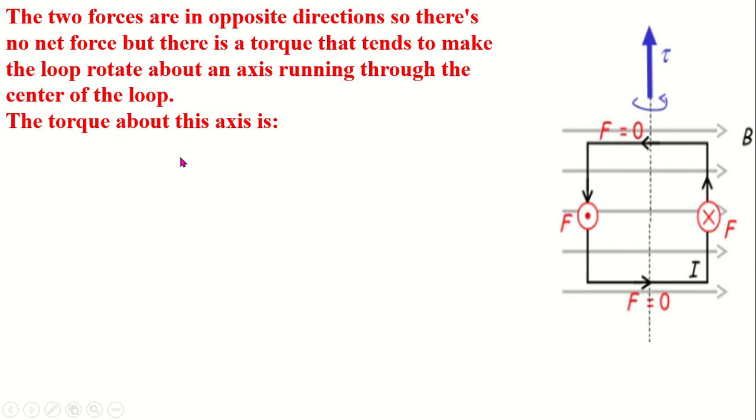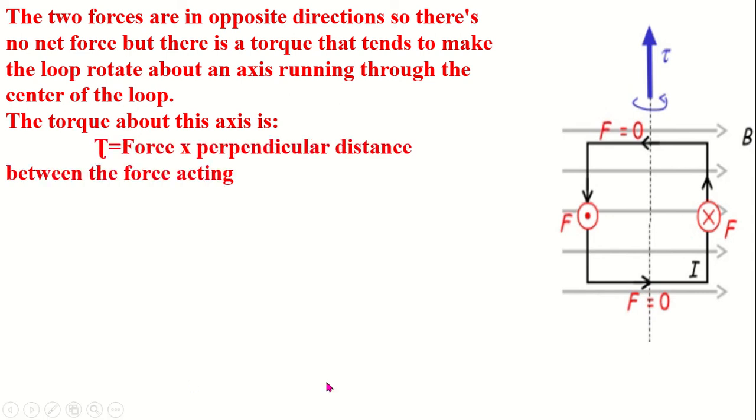Now calculate that torque. From physics first paper, you have an idea about torque and how to calculate torque, you know it. Look, torque is represented by this symbol that is known as tau. Tau equals force times the perpendicular distance between the forces acting. Look, this is the perpendicular distance between the forces acting. So torque equals F times A. Here the perpendicular distance is the width of the loop, that is A. So we can write torque equals F times A.